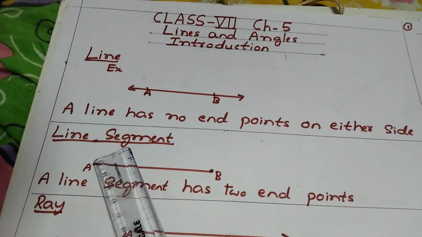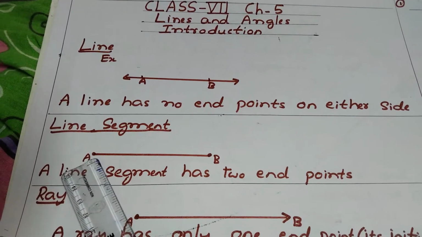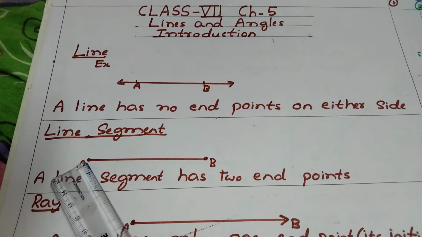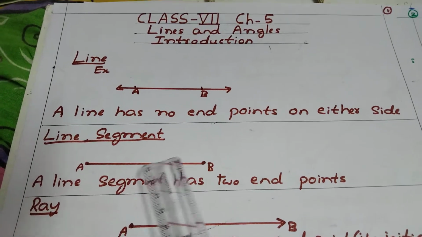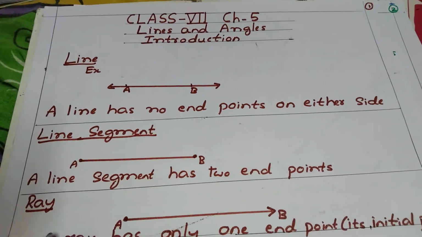Next, line segment. What is a line segment? See, like this. Here, a line segment has two end points, initial and also end. It has end points. So, the line which has end points, we call it a line segment.